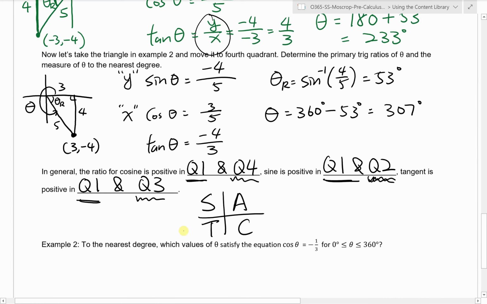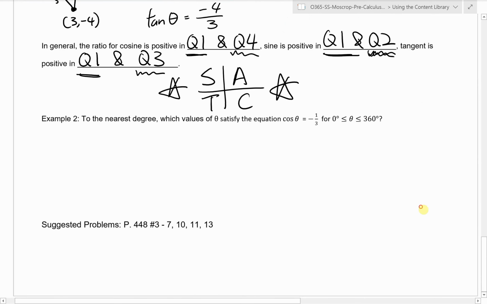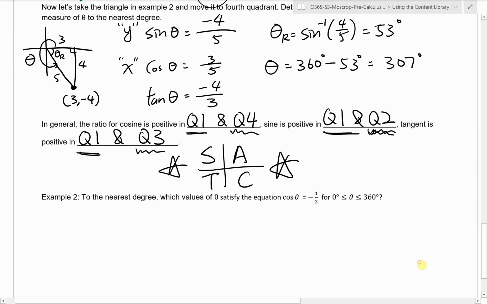So this is the All Students Take Calculus rule. There's a lot of names for this. Also the CAST, C-A-S-T, rule. Or Add Sugar to Coffee. Whatever, however you can remember it. But that's the rule you need to keep in mind. Very, very important. All right, we will do another example here.